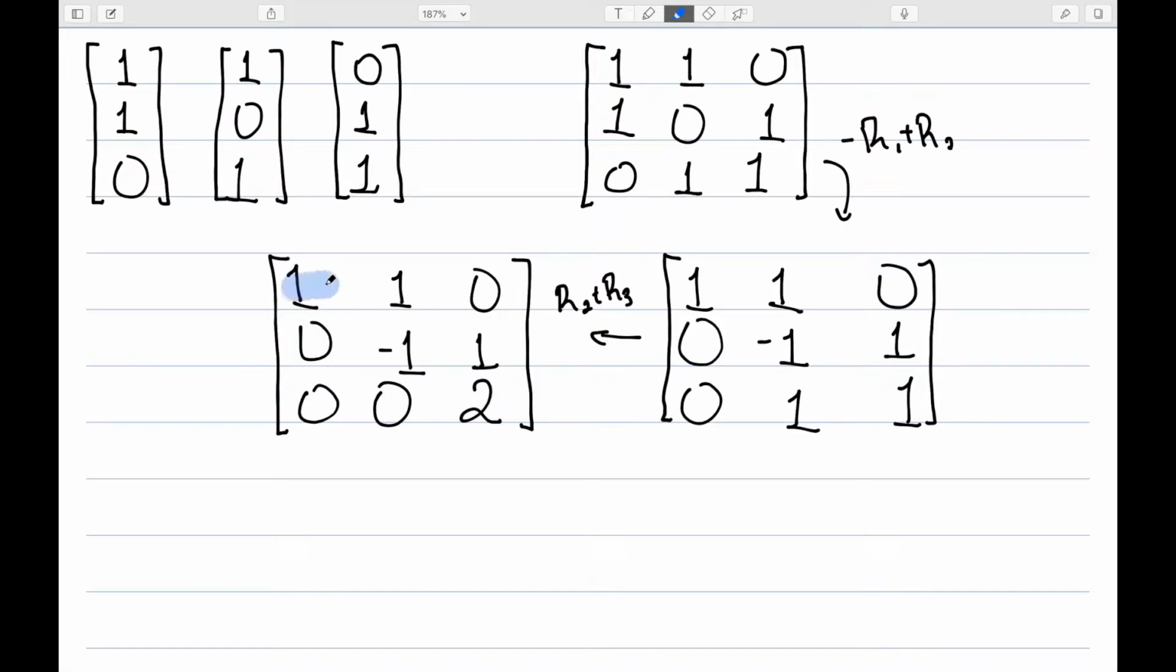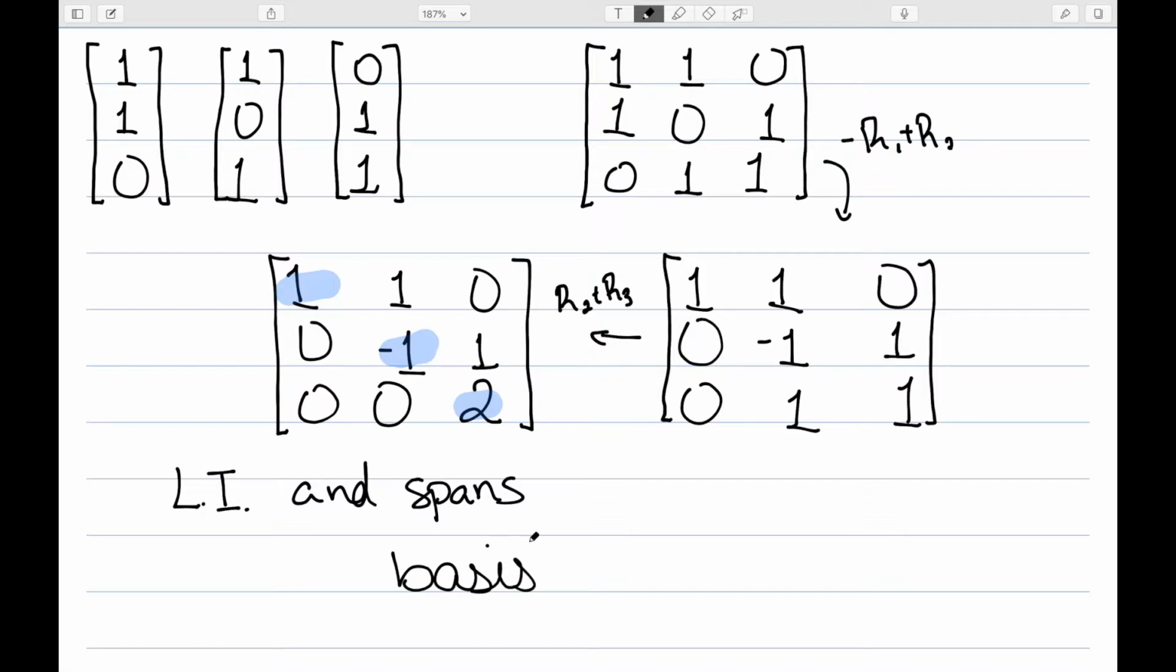And so now we can see that we have pivots in every column, which tells me no free variables, which tells me it is linearly independent. In addition, there's no row of zeros, so it does span. So yes, it is a basis of R3. In both of my last examples, I had two different bases for R3, but each of them had 3 vectors in them, which tells me that R3 is 3-dimensional.